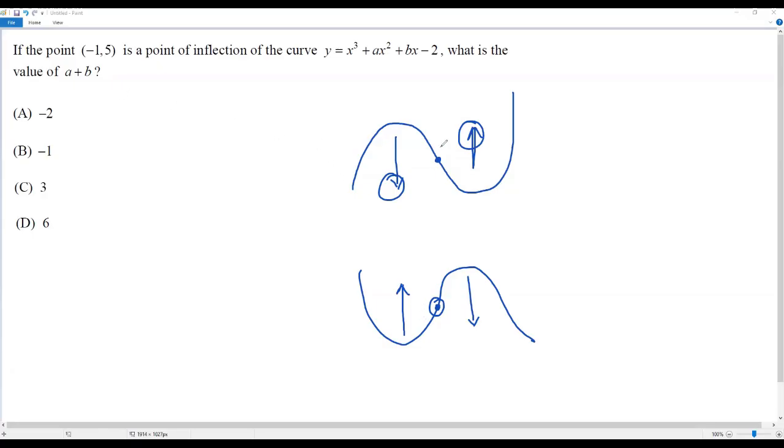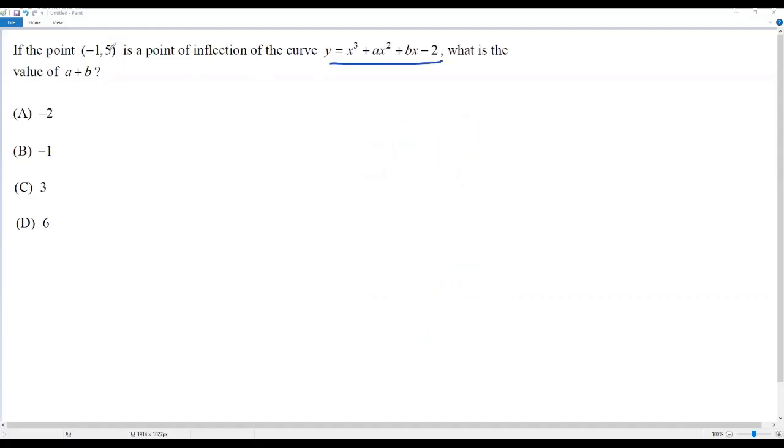Anyways, we have the point of inflection on the curve over here. Since (-1, 5) is a point of inflection of this curve, this point must be on this curve. So we can plug in the x-coordinate -1 for x, and the y-coordinate 5 for y. Okay, let me do it. Then I'm getting 5 = (-1)³ + a(-1)² + b(-1) - 2.